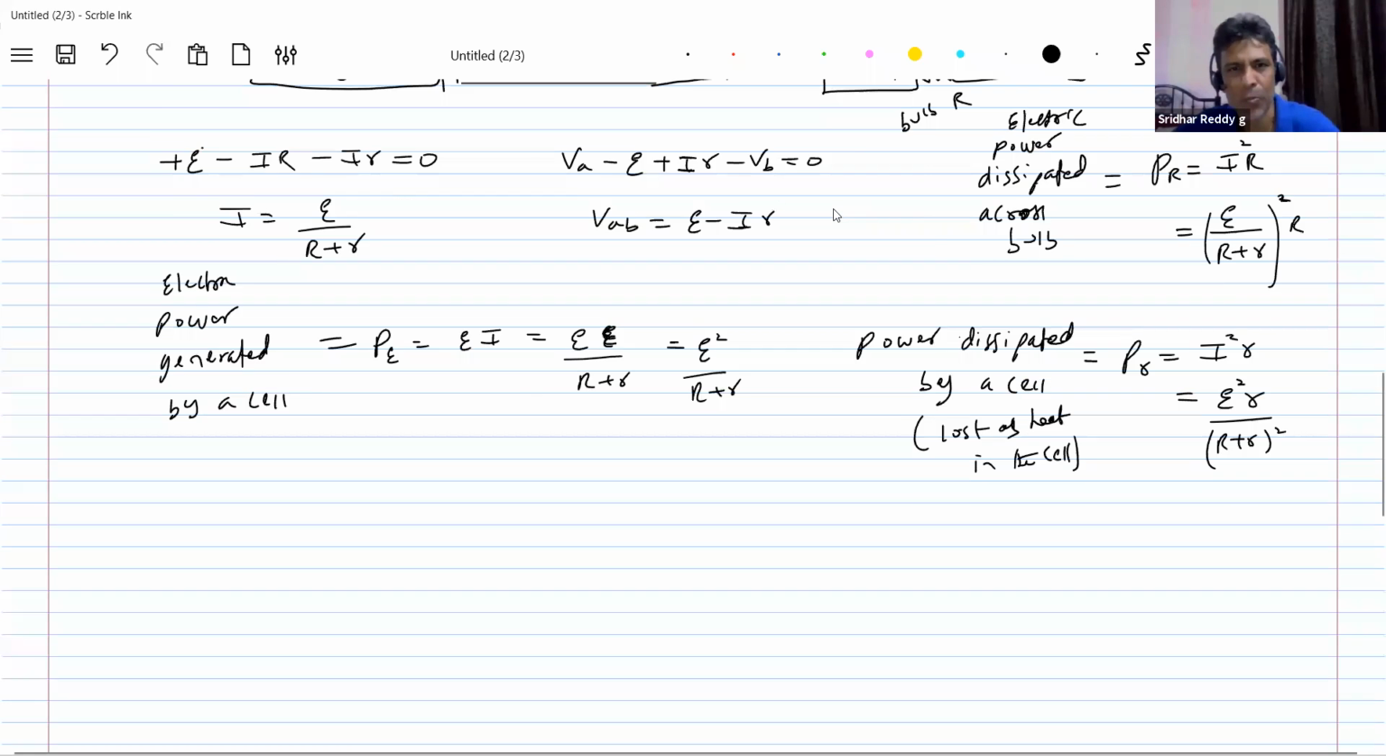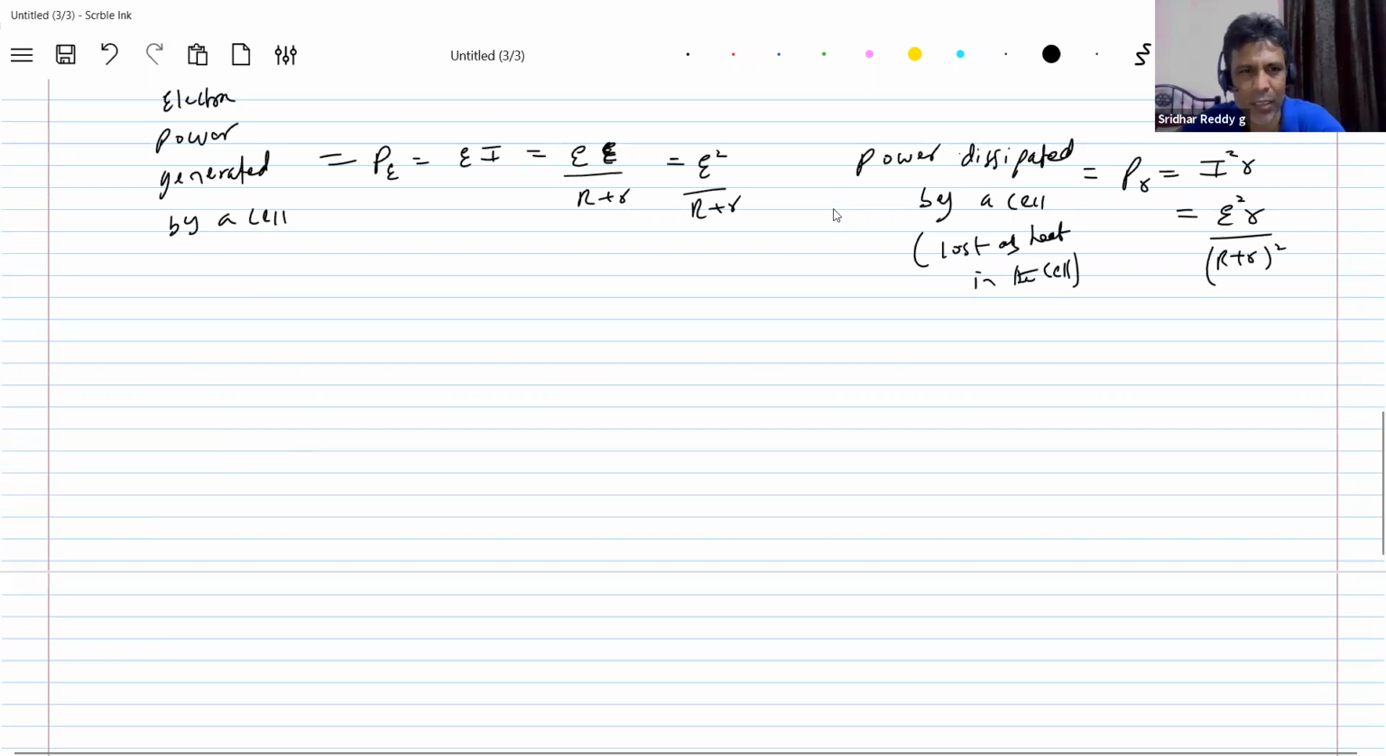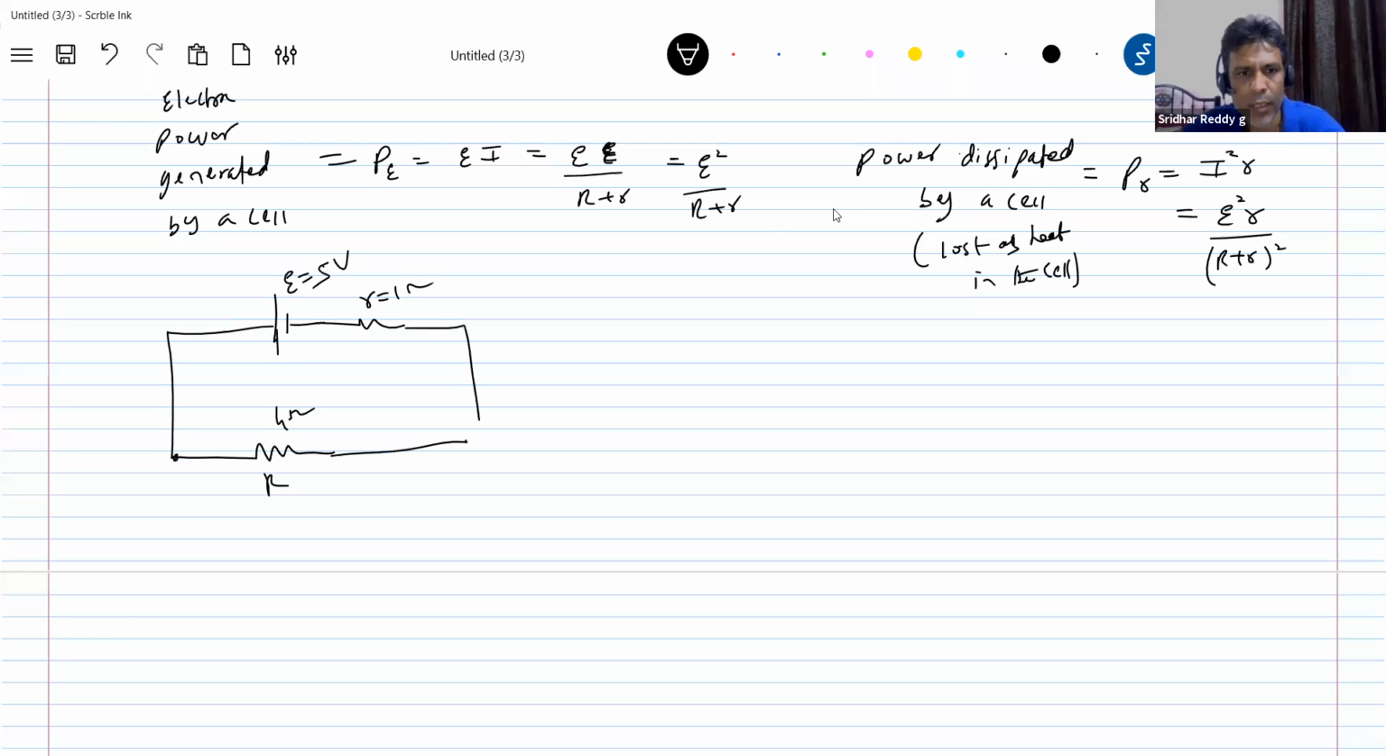Let me give one numerical, so it will be very easy for you. Let the EMF of the cell be 5 volt, the internal resistance of the cell 1 ohm, and the external resistance R 4 ohm. It will be much easier for us than the theoretical one. Let's first calculate the current in this circuit. I is equal to E by R plus r, which is 5 by 4 plus 1, so 1 ampere.